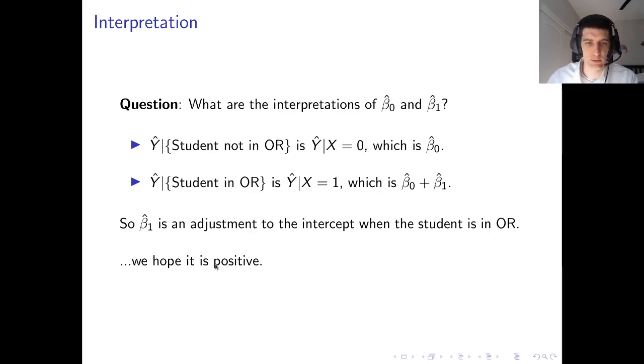So okay, my little punchline here: we hope that this adjustment is positive, right? Knowing that the student is not in OR, we have this estimate beta hat 0. Knowing the student is in the OR curriculum, beta hat 0 plus beta hat 1. And so we hope that this beta 1 hat piece is positive, right? What this would be saying is that knowing that the student is in the OR curriculum leads us to adjust our estimate by a positive amount, adjust our estimate of the IQ, that is.